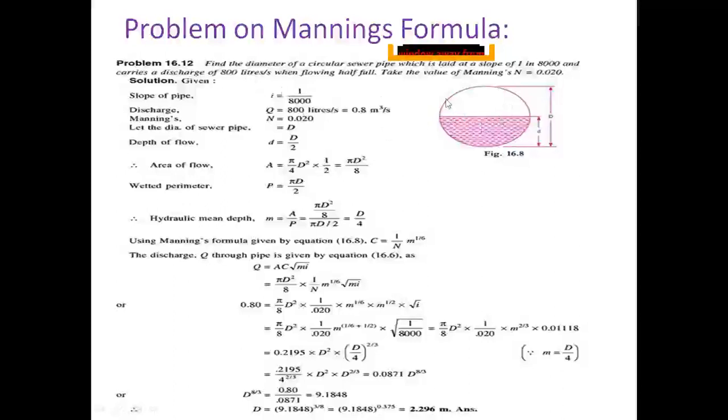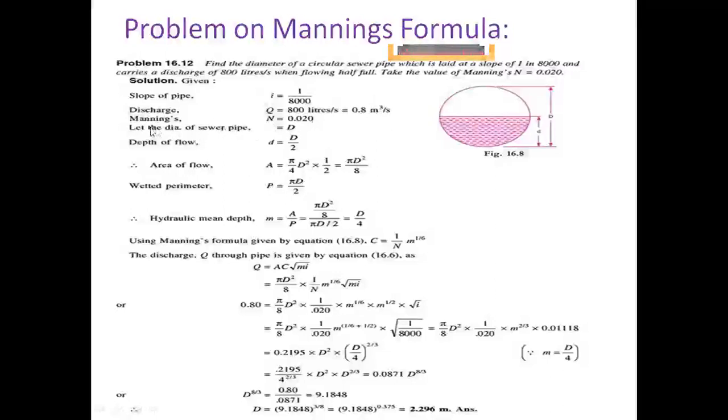So in this problem we find the diameter of the circular sewer pipe, capital D. Slope is given as i equals 1 by 8,000, and it carries a discharge Q of 800 liters per second. Converted to cubic meters: 800 by 1,000 equals 0.8 meter cube per second. Manning's constant is 0.020.